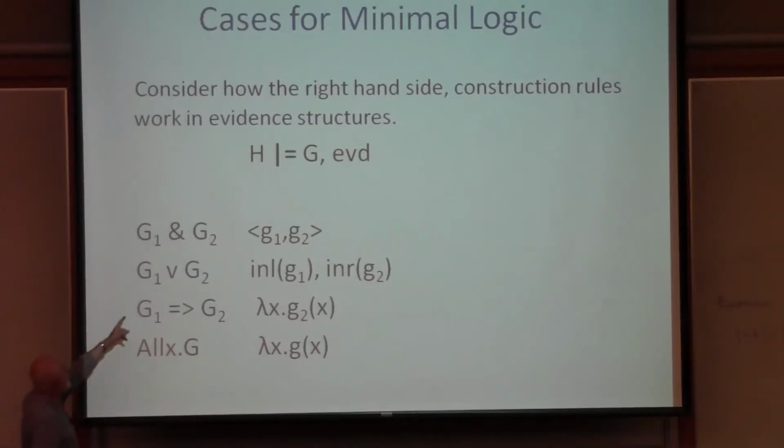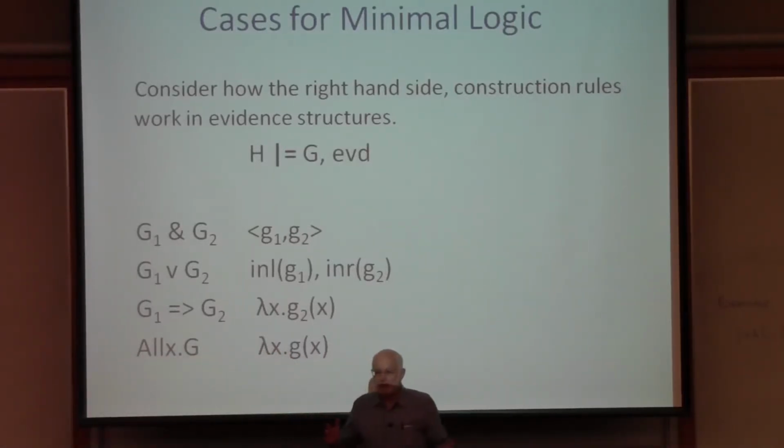That looks great. G1 or G2. What's going to happen? The evidence has to be either in left G1, or in right G2. For each one of them, you've lowered the complexity of the goal and you've gone to sub-evidence. So again, you recurse. Here, piece of cake. You stick your new hypothesis on the side. You've got a simpler goal, G2. You keep recursing. The same for all.